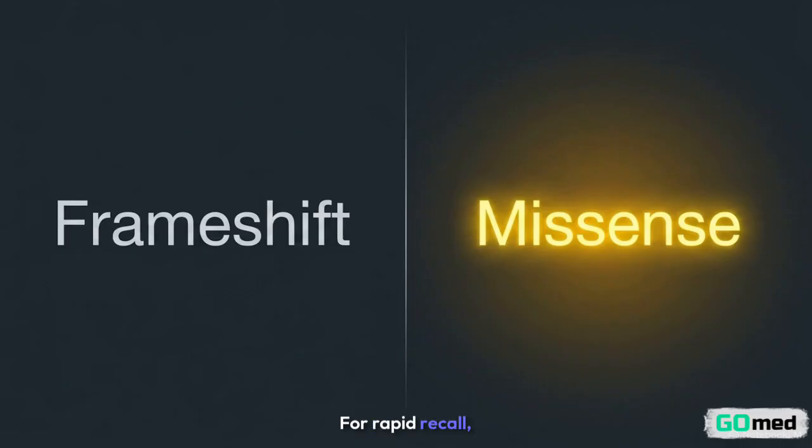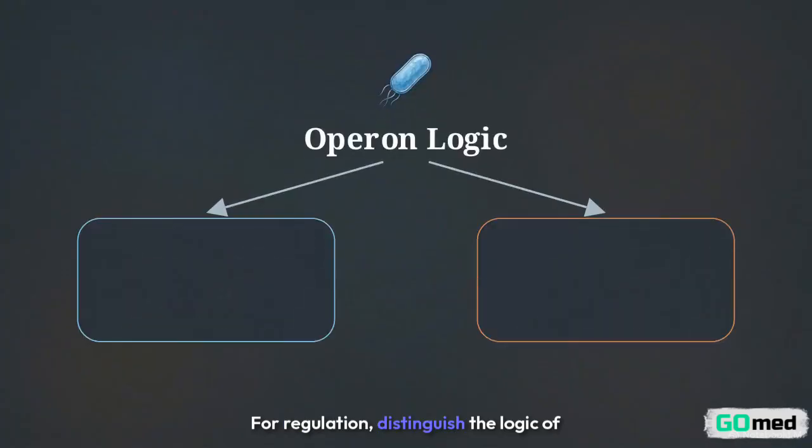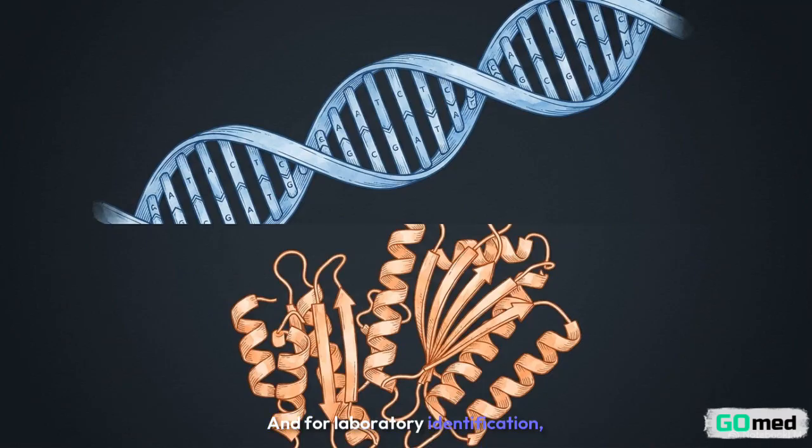For rapid recall, remember the structural impact of mutations. A missense mutation is a single unit swap, while a frame shift causes a major sequence shift that destroys downstream function. For regulation, distinguish the logic of operons. Lac is induced by its substrate, while TRP is repressed by its product. And for laboratory identification, southern corresponds to DNA, and western corresponds to protein.